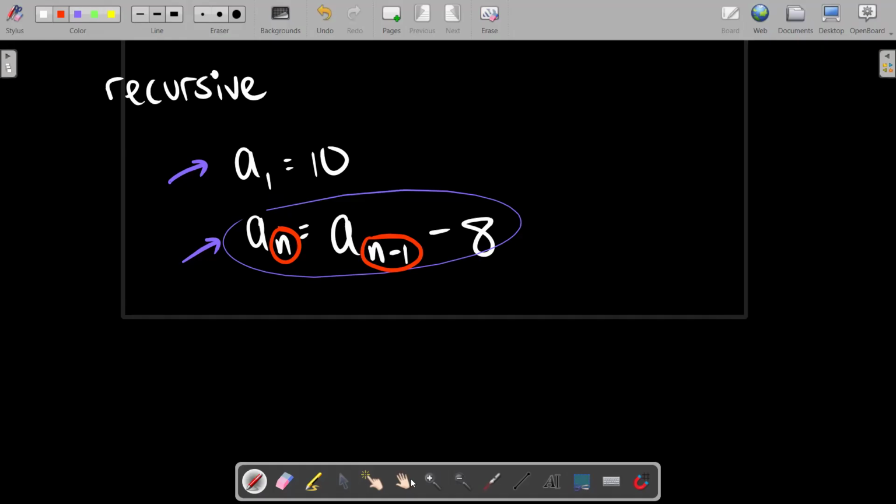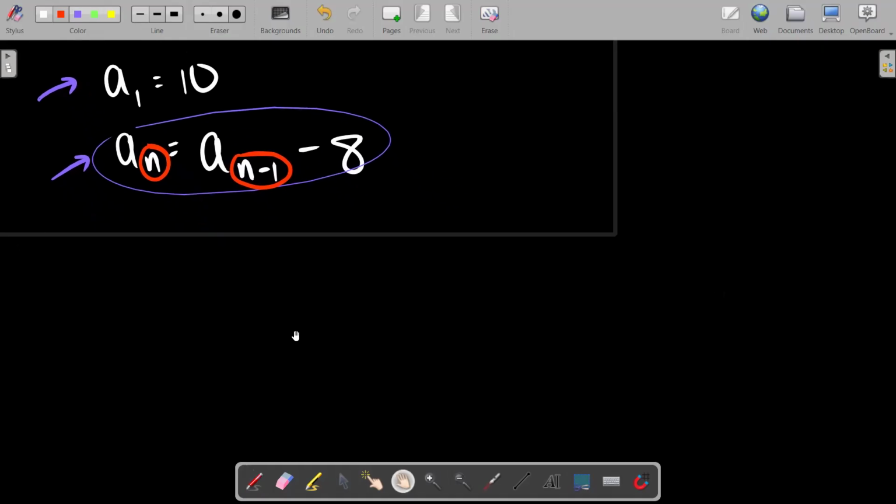Let's say that we were going to write out, so I'm just going to use this one since it's already on the board, the first four terms of this arithmetic sequence. What would they be? The first term's 10, next term 2, next term -6, next term, dot, dot, dot.